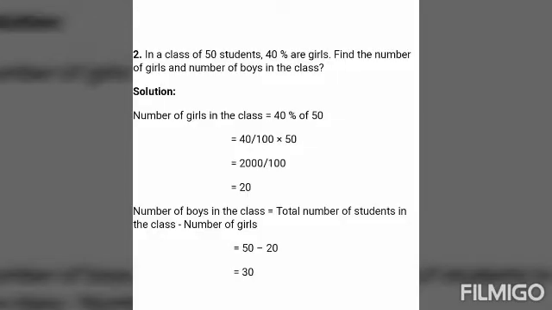In a class of 50 students, 40% are girls. Find the number of girls and the number of boys. In a class, the total students are 50. Number of girls is equal to 40% of 50, that is 2000 upon 100. 20 is the number of girls and the number of boys will be 50 minus 20, that is 30.